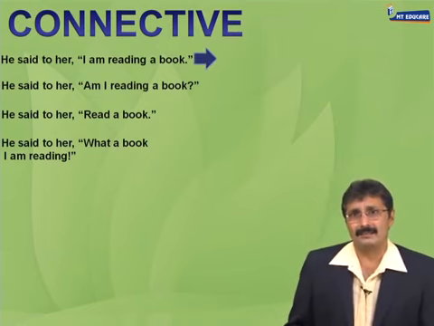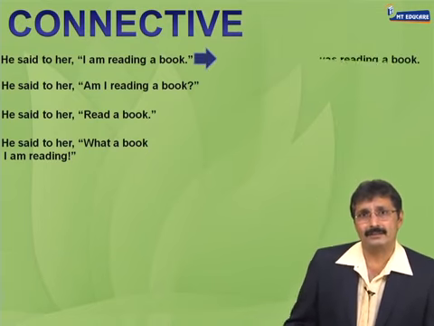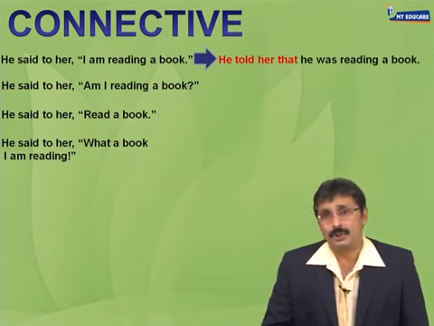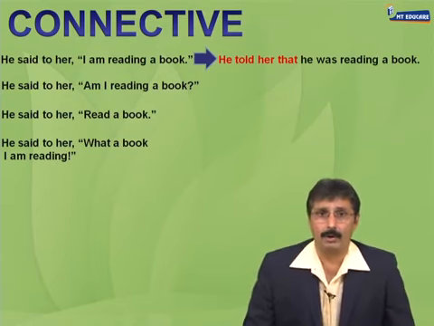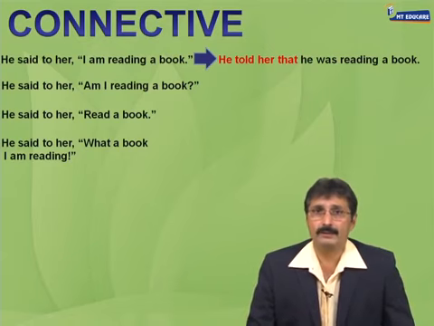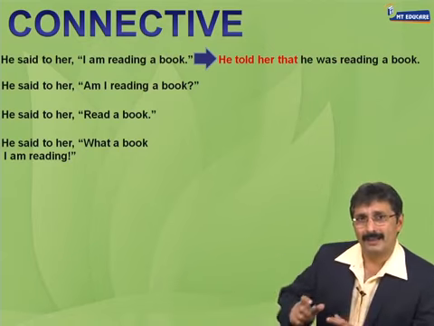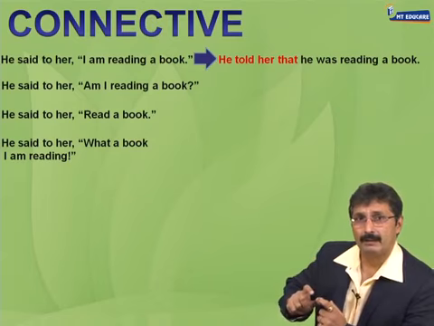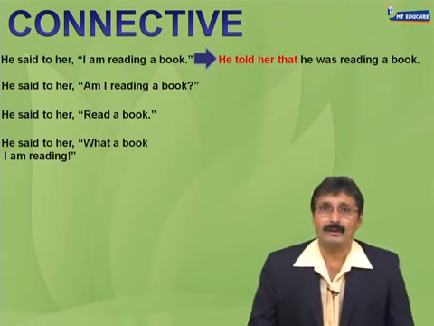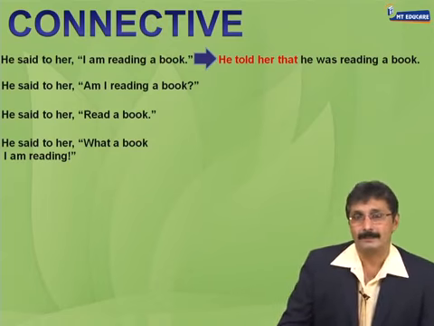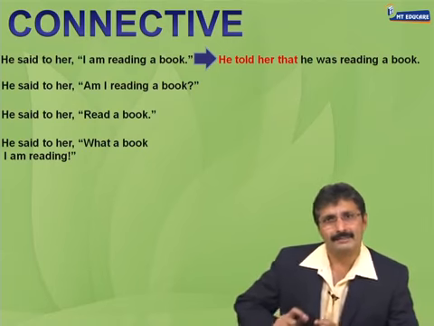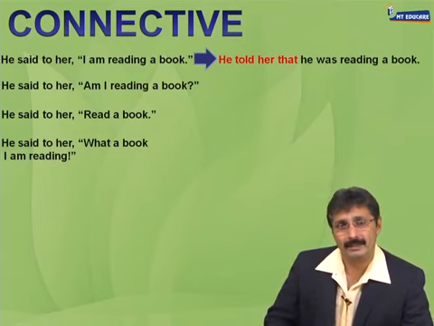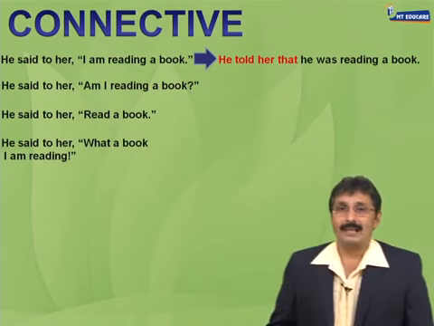Let's take the first sentence. The indirect speech is, he told her that he was reading a book. Can you see what has happened? If you can see what I have highlighted clearly in red, that. He told her that. The comma has become that. The connective used here is that. Shall we use the same connective for the remaining 3 sentences? Wait and watch.